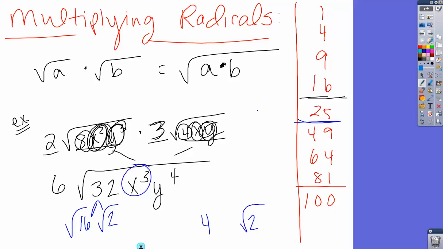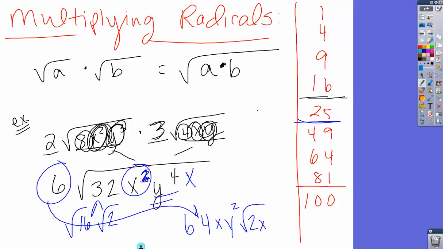Look at my x's. I'm dividing by 2 because it's a square root. The exponent is 3. Can I divide that exponent by 2? No. So take out an x and change the exponent. 2 divided by 2, that makes 1x. And 1x stuck inside. Y to the 4th, what's 4 divided by 2? Well, that's 2. So y squared. And then I have to remember to take my 6 and bring it down. So my real answer is 24xy squared times the square root of 2x.